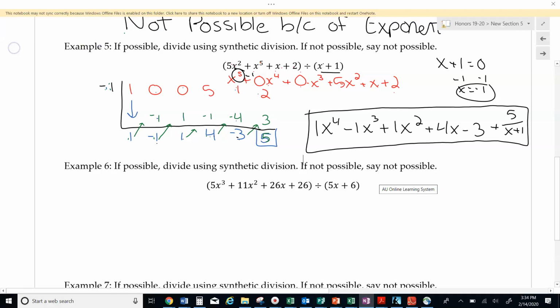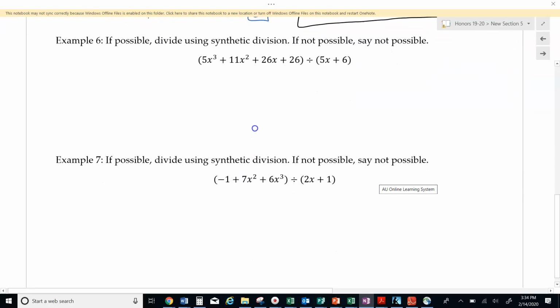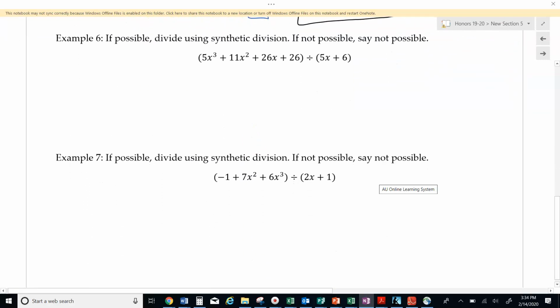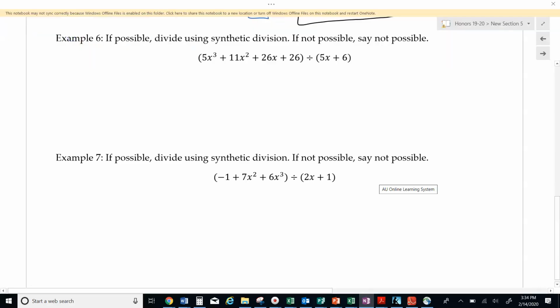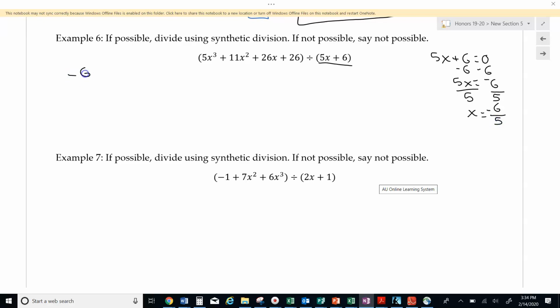All right, let's look at example 6. Example 6 is slightly weird. So what we have to do here is, if possible, divide using synthetic division. So we can, there's no exponent. We just have to take our 5x plus 6 equal to 0. I'm going to subtract 6, so I have 5x equals negative 6. So that's what number goes here.